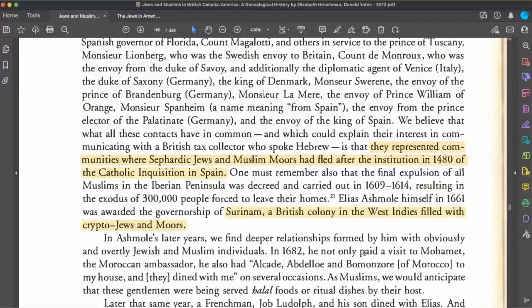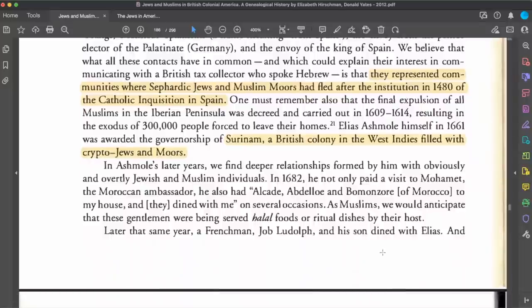It says here, in Ashmole's later years, we find deeper relationships formed by him with obviously and overtly Jewish and Muslim individuals. In 1682, he not only paid a visit to Mohammed, the Moroccan ambassador, he also had Alcalde and Bomonsori of Morocco to my house, and they dined with me on several occasions. As Muslims, we would anticipate that these gentlemen were being served halal foods or ritual dishes by their host.